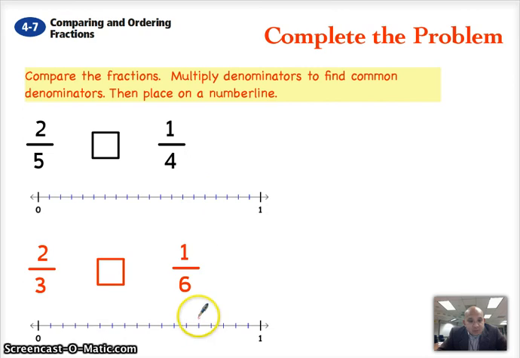So you're using two things. You're using the number line to compare, and you're also using the multiplying of denominators to compare.